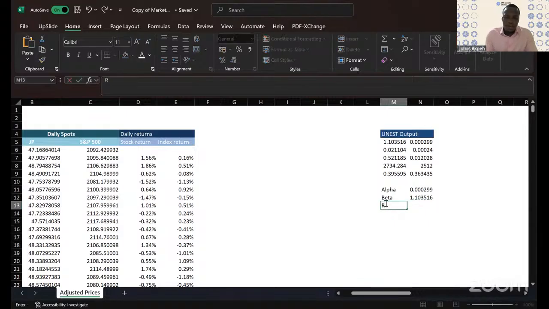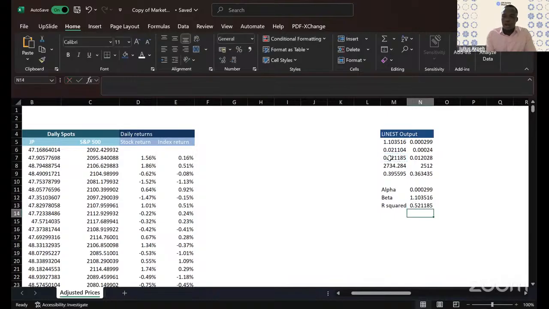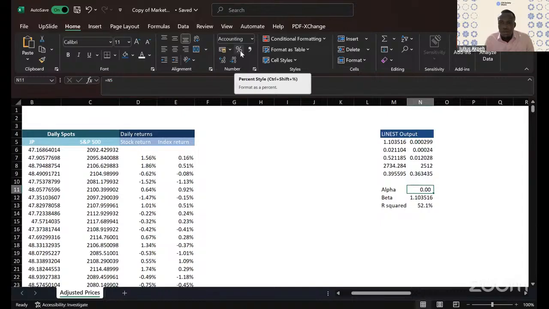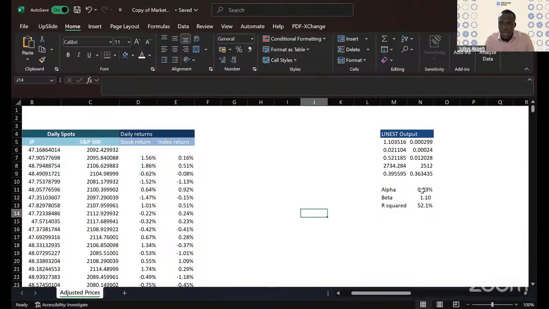And then also we have the R squared. The R squared of the equation is this. The R squared tells us about how good the model is, right? The model is 52% accurate. That's interesting. We have our alpha here, alpha returns. Then we have our beta here. Now, the alpha is the intercept on the y-axis when we plot this line.